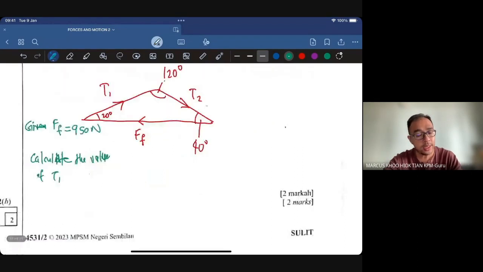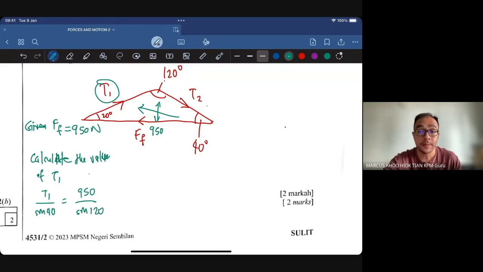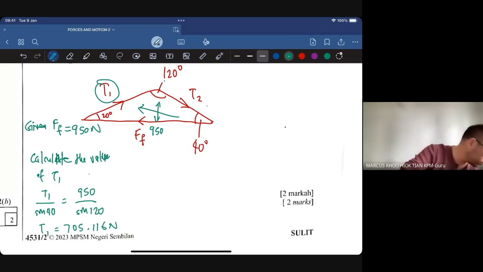Now this is a situation where this side is 950, you have these two and you want to find this one, and you have this angle. Then you know that you have to use the sine rule over here. So T1 over sine 40 equals 950 over sine 120. This will give you the answer T1 equals 705.116 newtons, I think.